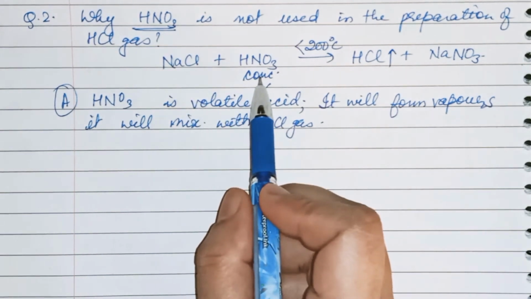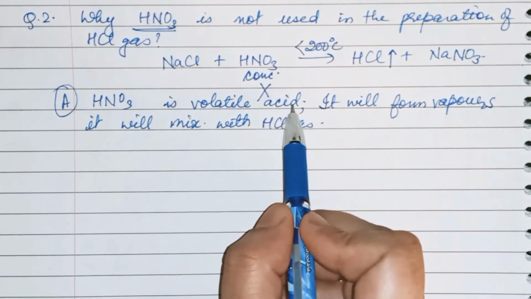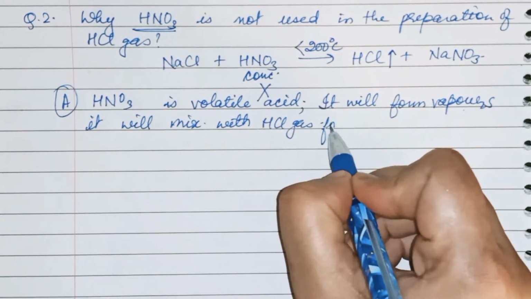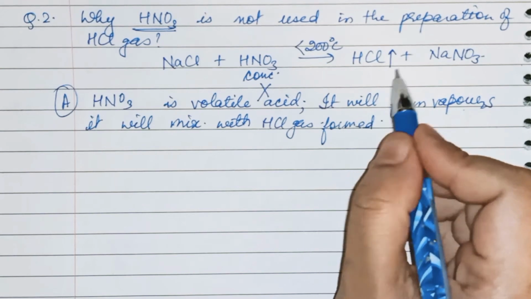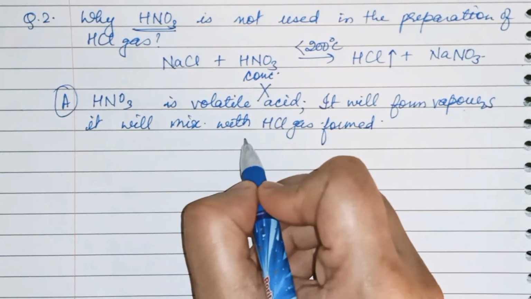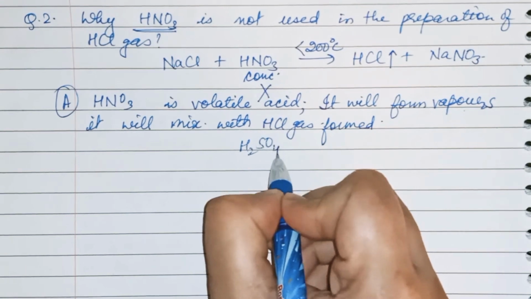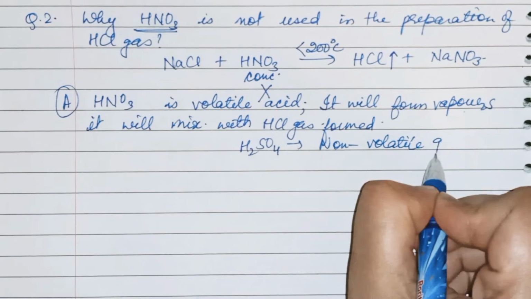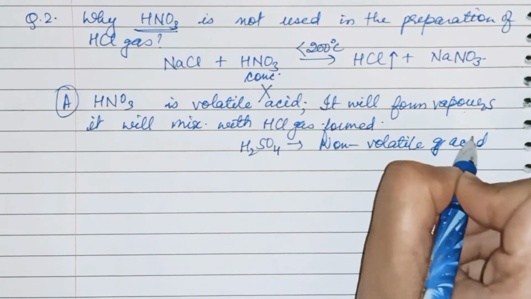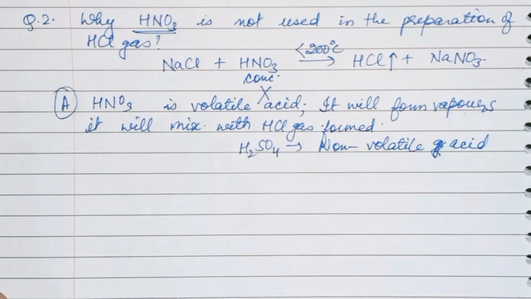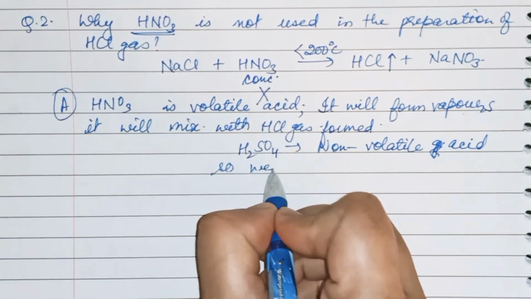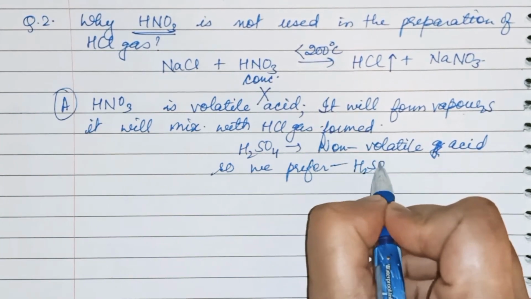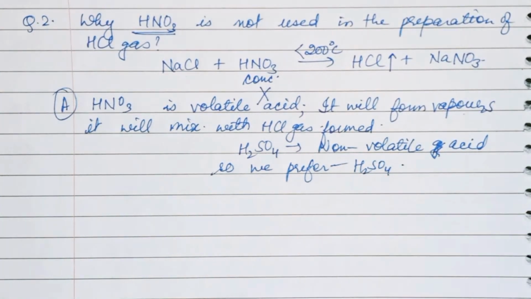But we are not using HNO3 because it is a volatile acid and it will form vapor which will mix with the HCl gas formed. Okay. And H2SO4 is non-volatile. We are taking H2SO4. H2SO4 is a non-volatile acid. It will not form vapors. So we prefer H2SO4 for the preparation of HCl.